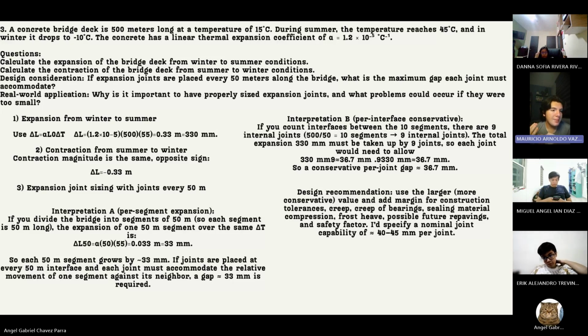If joints are placed every 50 meters, each joint must accommodate the relative movement of the segments against the neighbor. A gap of about 0.039 meters is required.